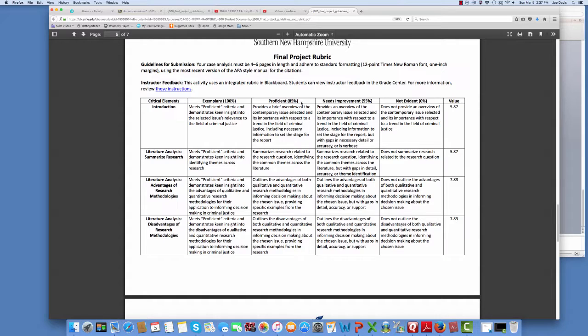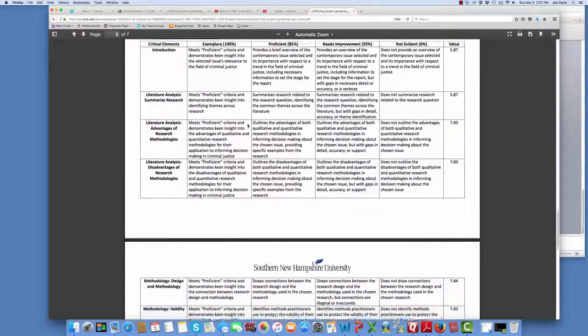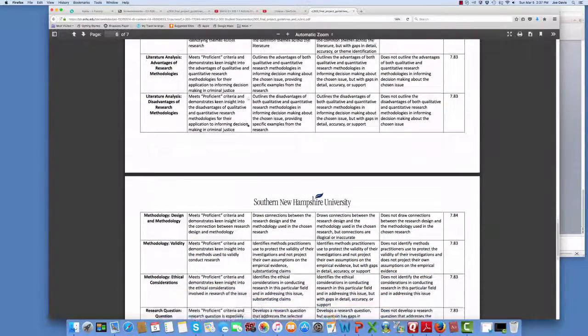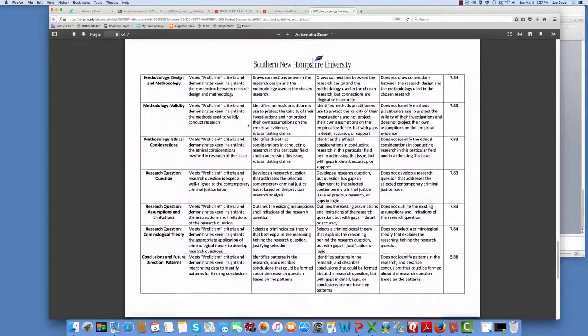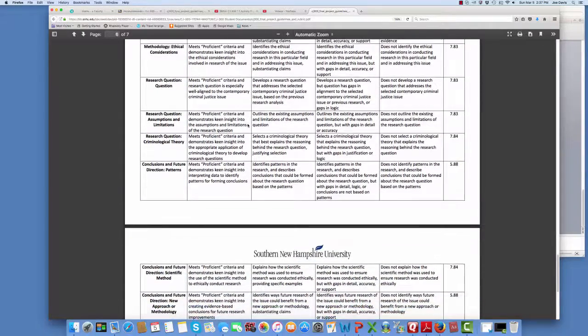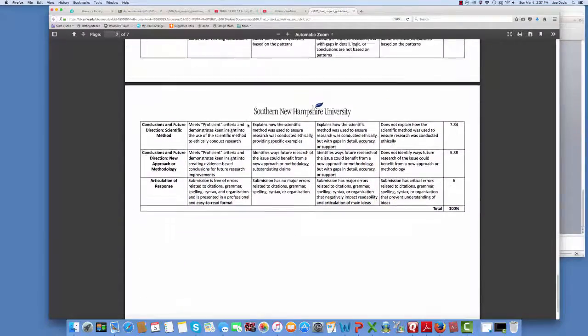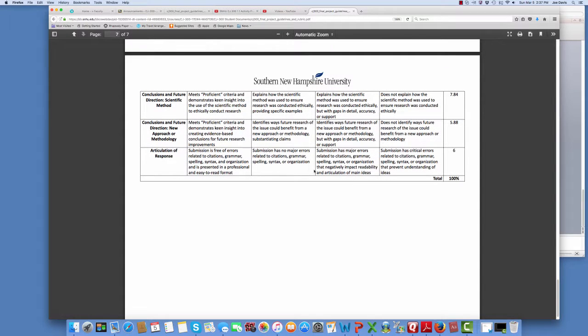That would get you a B grade, 85%. If you have keen insights into the selected relevance in the field of criminal justice, then you could get bumped up to an A. So here they all go: literature analysis, just like up above, the methodology, design validity, we'll talk about validity, research question, and then your conclusions, and then finally a grade for the writing skills in it.